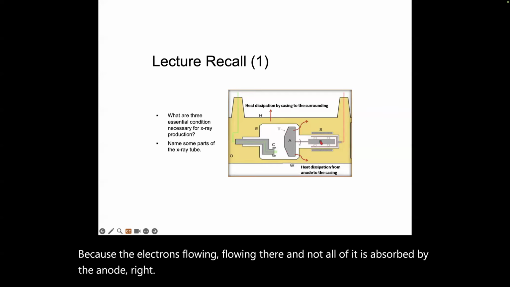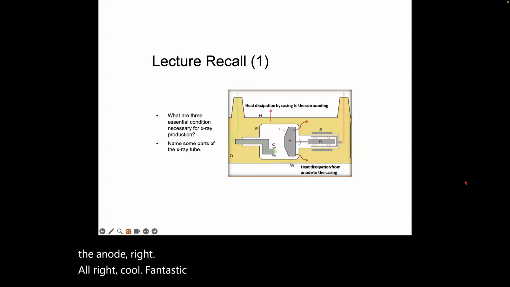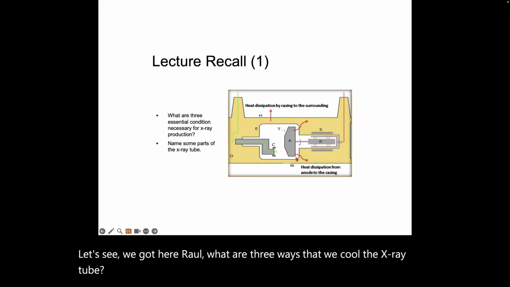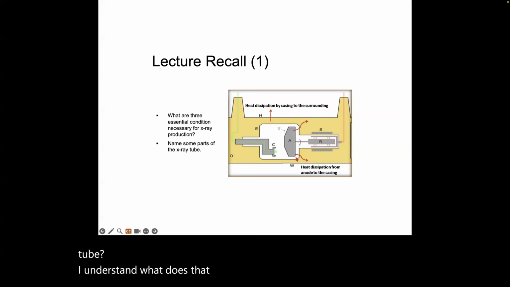All right, cool, fantastic. What are 3 ways that we cool the X-ray tube? Let's see what we got here. Raul, what are 3 ways that we cool the X-ray tube? The anode stem. Anode stem, what does that do? It attracts all the heat away from the anode. Fantastic. Tell me 2 more ways.